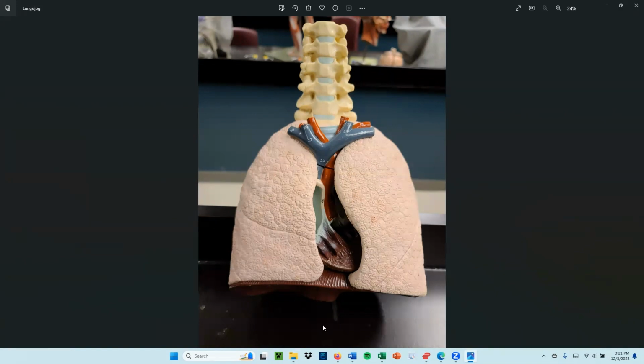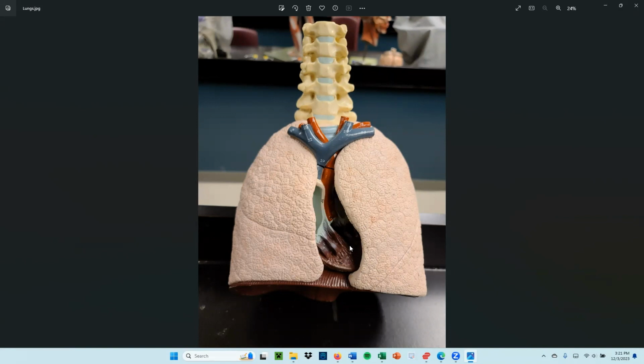So left side is just going to have that superior and inferior lobe. The way we can tell which is left versus right is we also have this cardiac impression. This is where the heart is going to rest. And it's very obvious on this structure, which is nice. So make sure you know that impression.